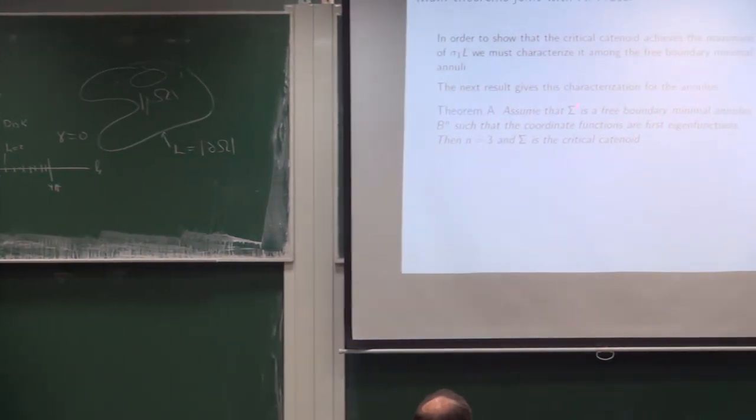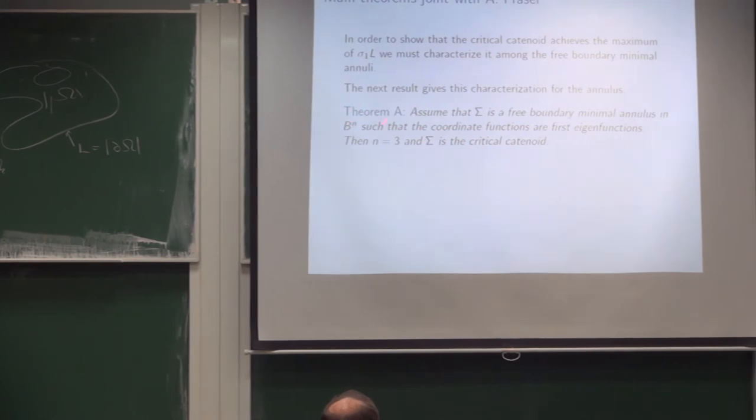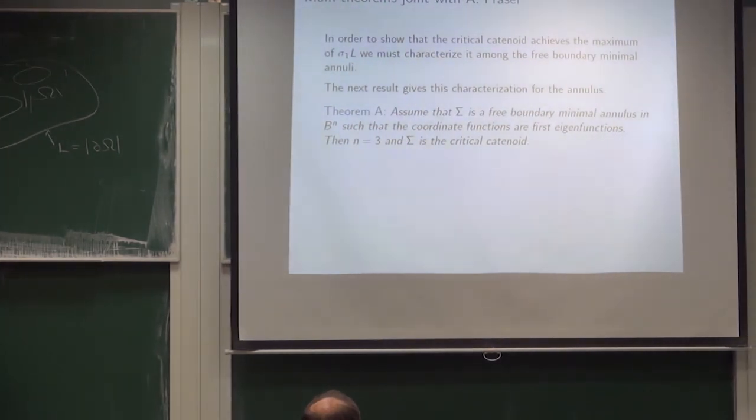It says if we take any free boundary minimal annulus in Bn, so we know there are lots of those, right? The Fan-Tam-U ones, there are an infinite number of them in B4. But if we assume that the coordinate functions are first eigenfunctions, so all of those other ones will have the property that the coordinate functions are eigenfunctions, but they're not the first ones. So if you assume they're the first ones, then we're able to show it's the critical catenoid. So we're able to show that n is actually 3 and sigma is the critical catenoid. So that's theorem A. So that's the characterization we need.